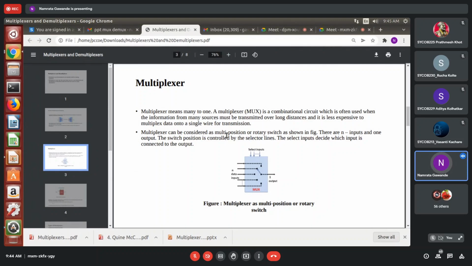A multiplexer can be considered as a multi-position or rotary switch. Here you can see this figure. There are n number of inputs, known as information signals or data inputs, so there are n inputs and one output. The switch position of this rotary switch is controlled by the selector lines. The select input decides which input should be connected to the output, which input should be passed on to the output. That work is done by the selector lines, known as the data selector.